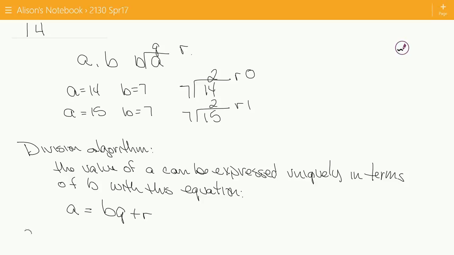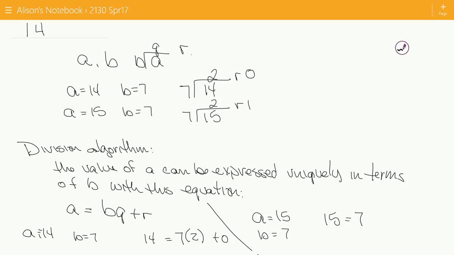So let's look at my value of a. When a was 14 and b was 7, we say that 14 is equal to 7 times my quotient of 2, plus a remainder of 0. If I look at my second value, a equal to 15 and b equal to 7, I say that 15 equals my value of b multiplied by 2, plus the remainder of 1. I'm getting these two from the division that I just did.